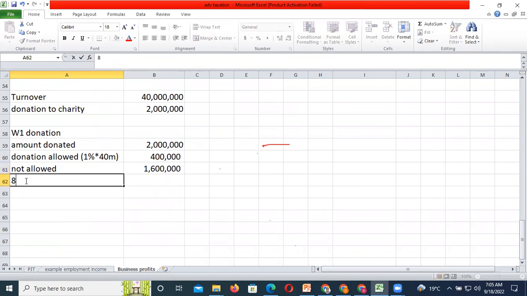Number 8 is capital expenditure. So any expenditure for acquisition of a non-current asset is not allowed. Any expenditure to buy an asset is not an allowed expense.